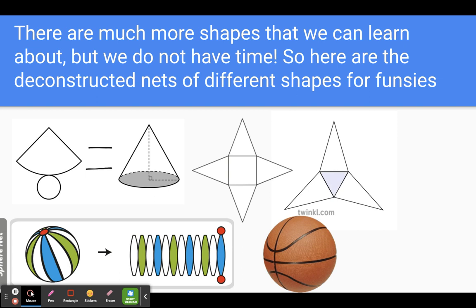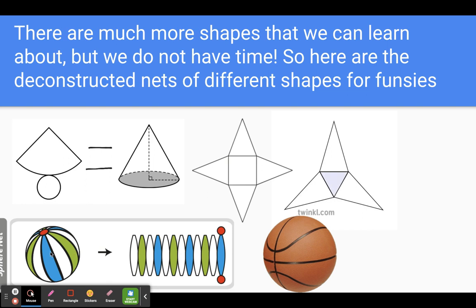We don't have the time. Here are the deconstructed nets of different shapes, just for funsies. This is a deconstruction of a cone. The equation for surface area of a cone is even more complex because if you think about it, this deconstructed cone part isn't even a shape that we've learned. The area of the deconstructed net of a square-based pyramid is pretty simple. It's just a square and 4 triangles. And then this is the net of a triangular-based pyramid. Again, it just comes out to 4 different triangles that you have to find the areas of.